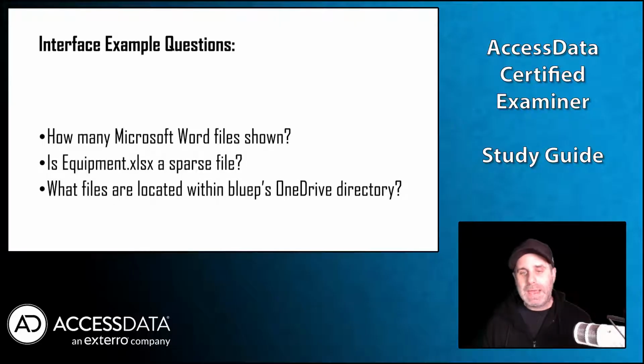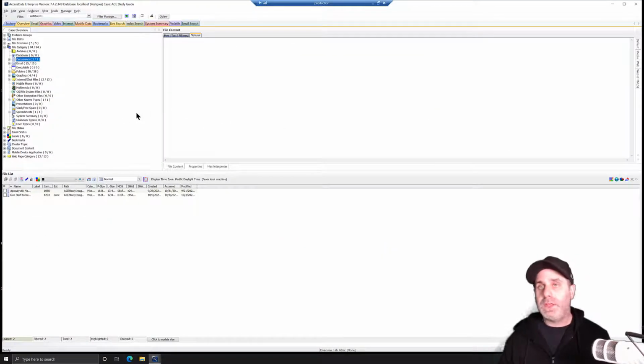So it doesn't matter if you know what a sparse file is, what the attributes of that are, what it belongs to, etc. You just need to be able to determine true or false, yes or no, whatever the question may be. Is it a sparse file? Okay. So if we were within FTK, again, first off, you need to be able to find equipment.xlsx. There's multiple ways of going about that.